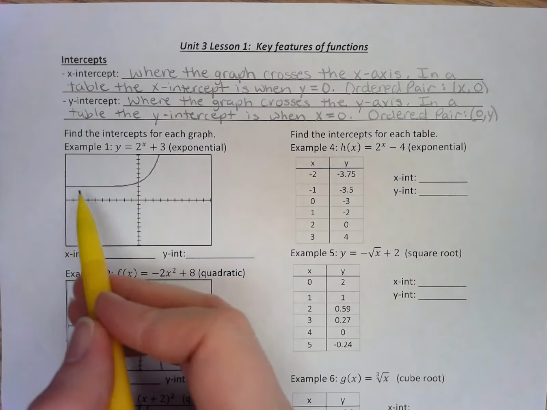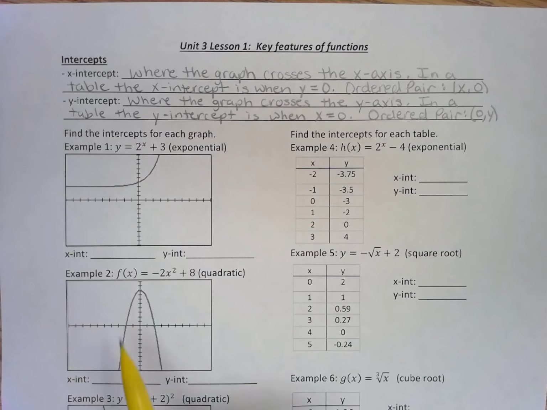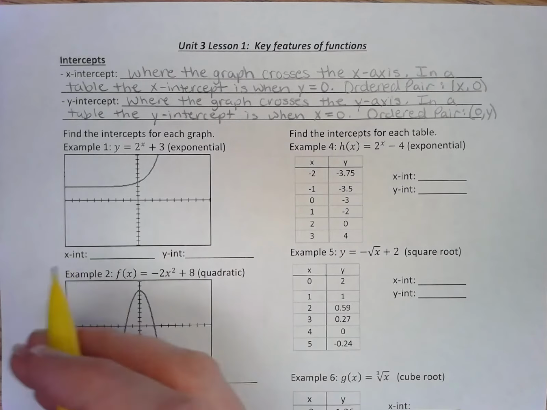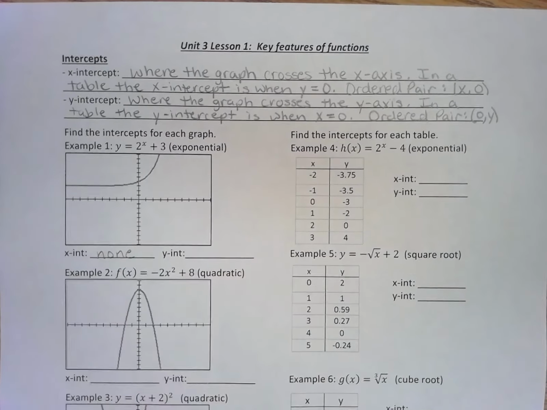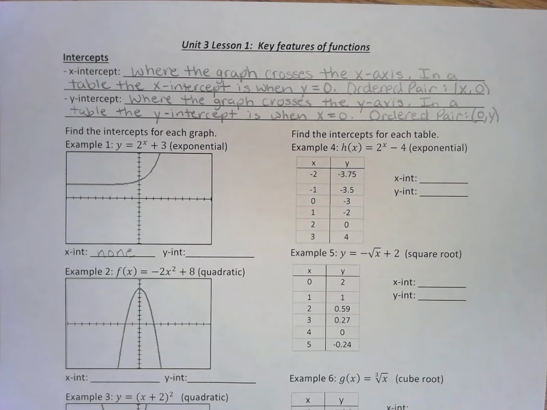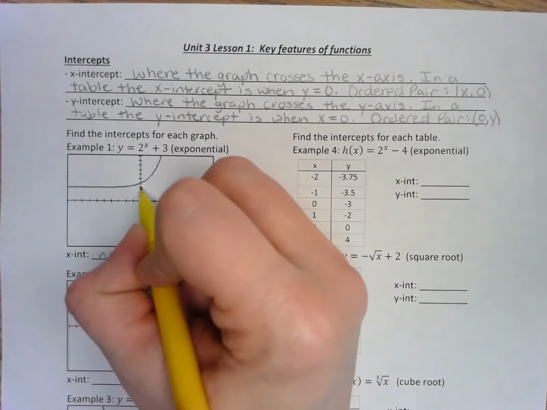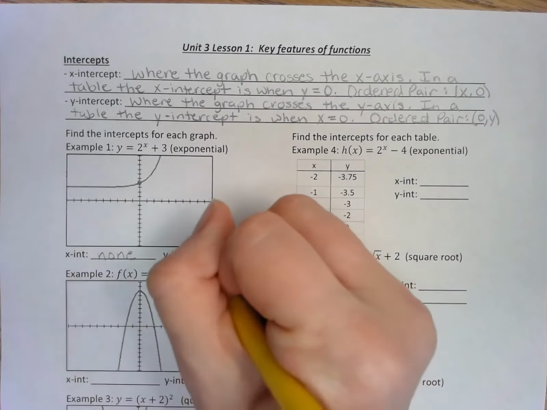Number 1, here we have a graph of an exponential function. Our x-axis runs along here horizontally, so our x-intercept we have none. It is possible for a graph to not touch or cross the x-axis. The y-intercept, here is this vertical axis. It has a point here at 0, 4.